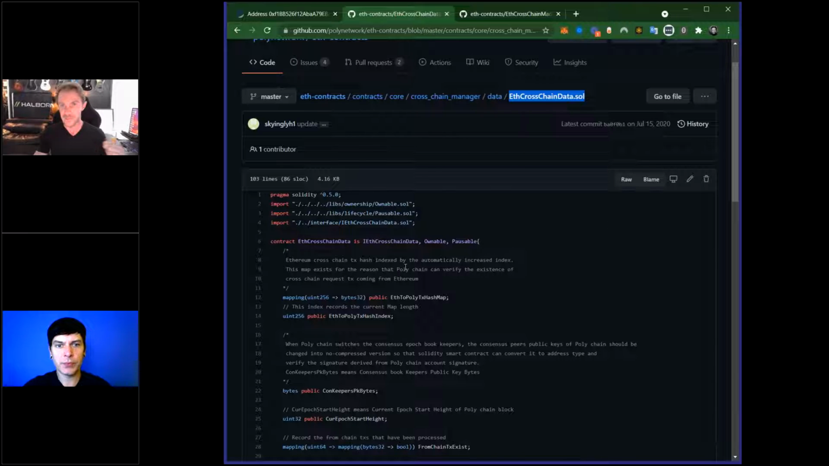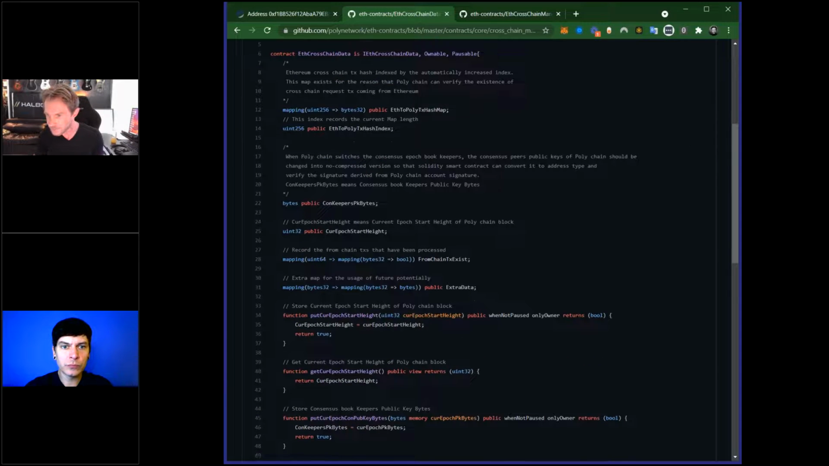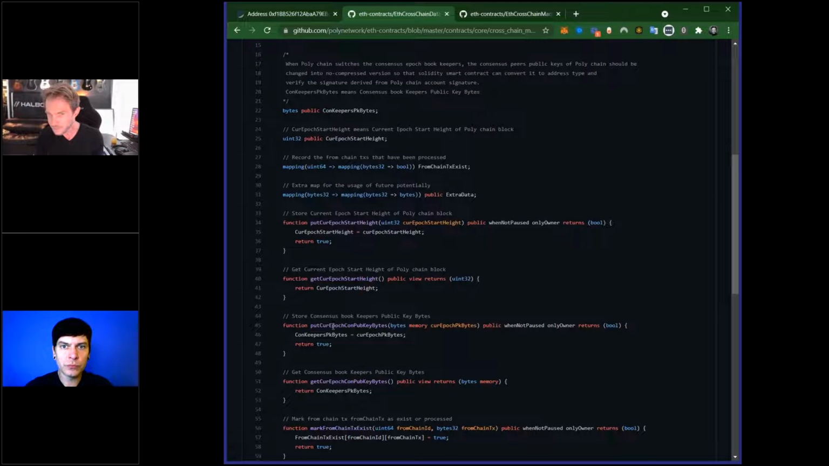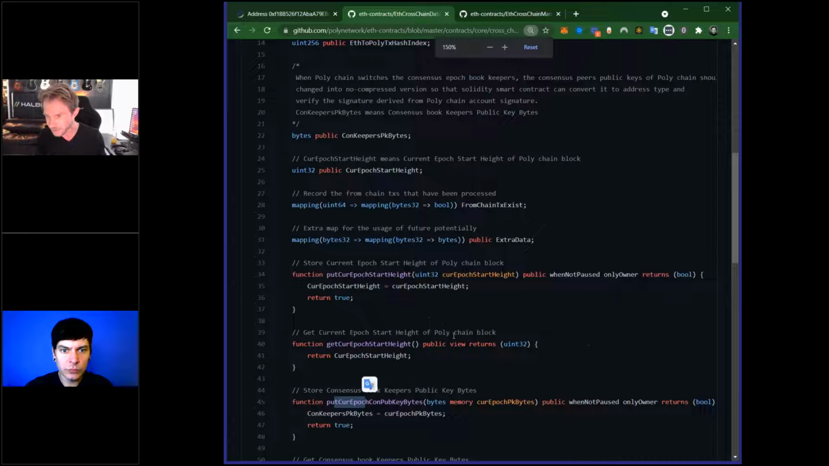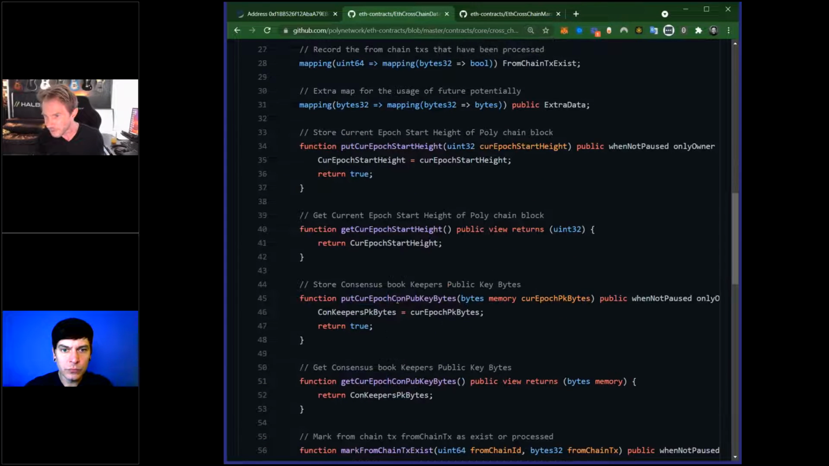So this list of keepers can be called and changed by a particular function that we could probably see here. It's put right here: putCurEpochConPubKeyList. Let me zoom in here in case it's big. So you can see here, this stores the consensus book of keepers' public keys. So really, it's an array or a list of public keys that are added.